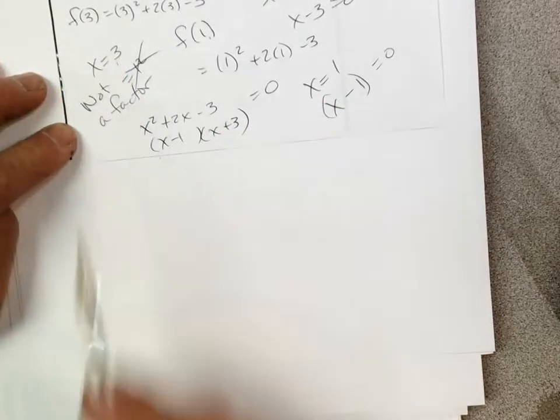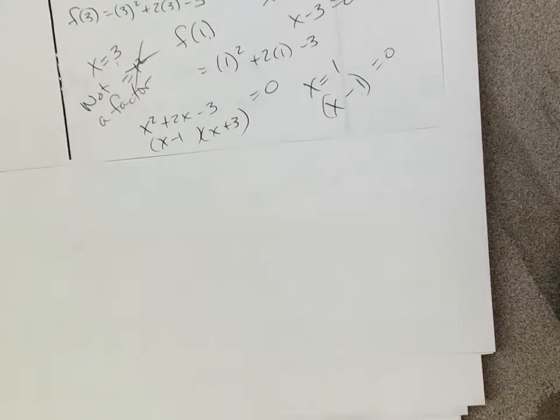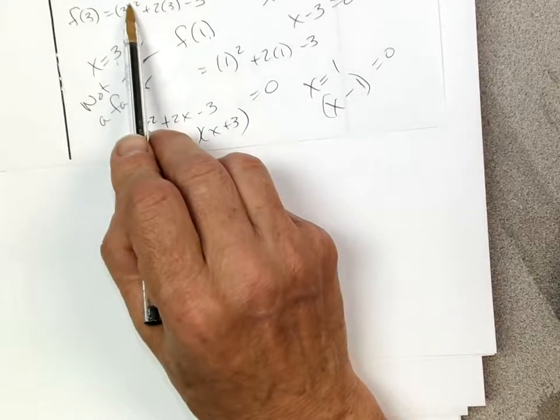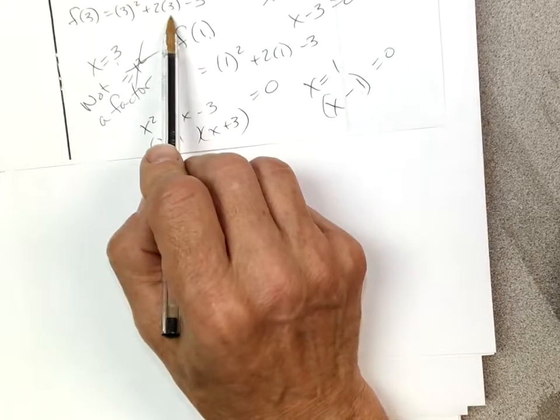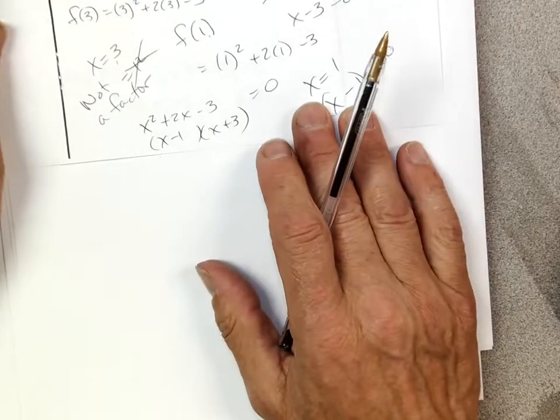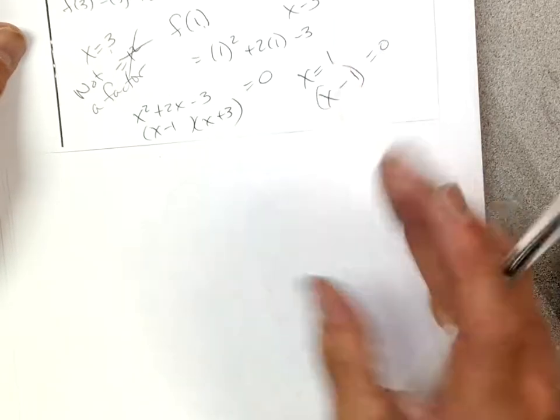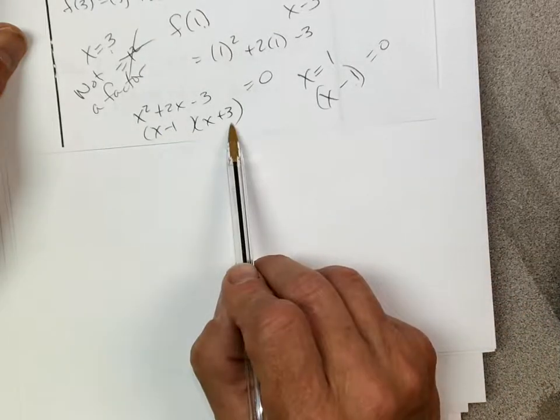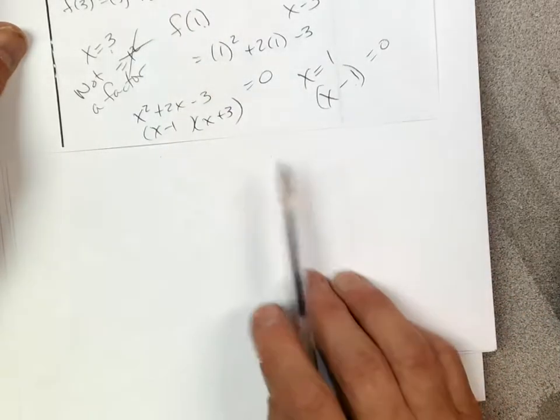Oh, I might have made a mistake there. Anyway, turn the page. No, not yet. Ah, it's negative 3. Of course, it's right. Didn't make a mistake.